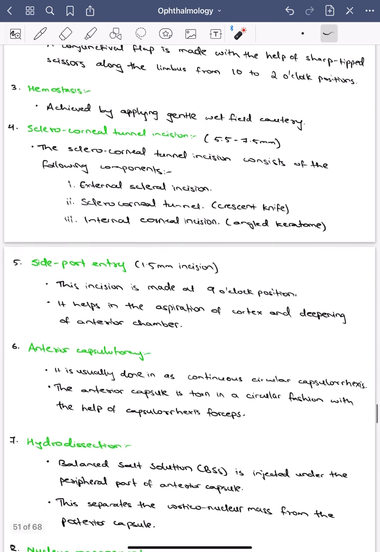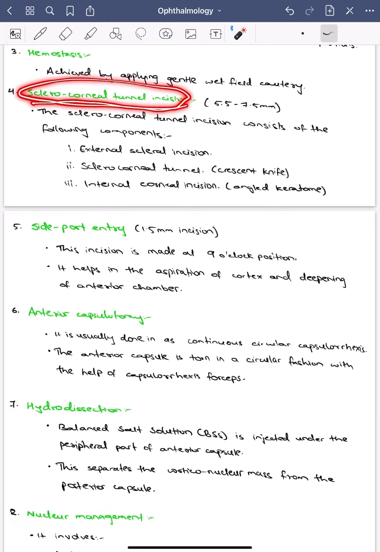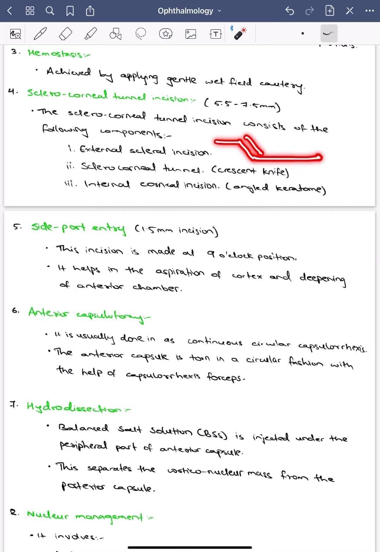Now, the fourth is the sclerocorneal tunnel incision. Now, this is the most important step. Now, the sclerocorneal tunnel incision is around 5.5 to 7.5 millimeters in length, and it consists of the following components: the external scleral incision, the sclerocorneal tunnel, which is made using the crescent knife, and the internal corneal incision, which is done with the help of the angled keratome. Okay, so we have the external scleral incision, the sclerocorneal tunnel, and finally the internal corneal incision. Now, the sclerocorneal tunnel is made with the help of the crescent knife, whereas the internal corneal incision is done with the help of the angled keratome. So this is the sclerocorneal tunnel incision.